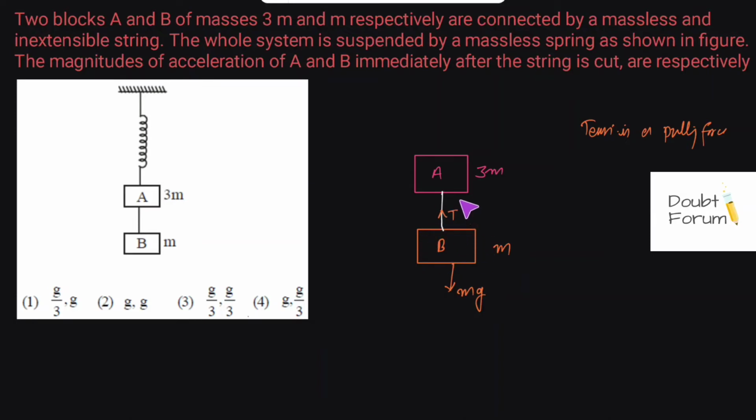Now this will become more clear when I mark the direction of tension for block A. For block A, the mass is 3m, so the force due to gravity would be downwards. The mass is 3m times acceleration due to gravity. This is the weight of this block. Now this string will also pull this block A. So what direction shall we take?